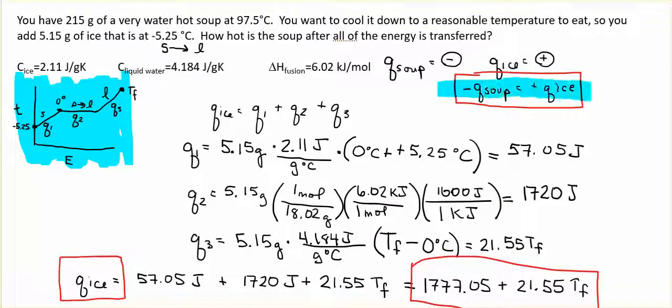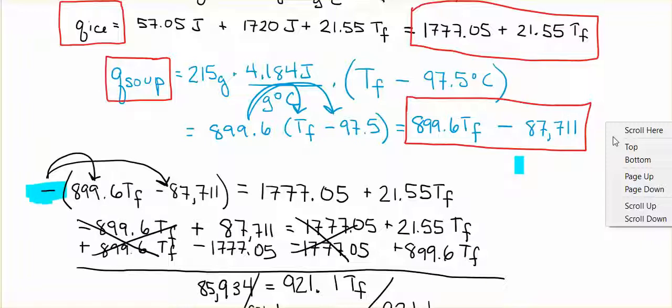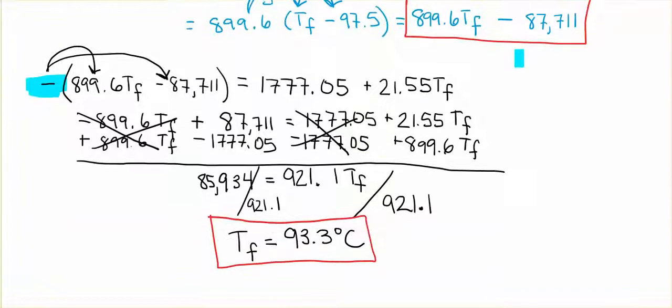The other most important thing from this, in my perspective, is to recognize the energy change. The soup is getting colder, so its Q is negative. It is losing energy. The ice is getting hotter, so it is gaining energy. So the negative Q of the soup is equal to the positive Q of the ice. That becomes unbelievably important down here. We need this negative sign here. If we don't have this negative sign here, then the math would never work out correctly. And so then there's your final answer. It cools the soup down to 93.3 degrees Celsius.